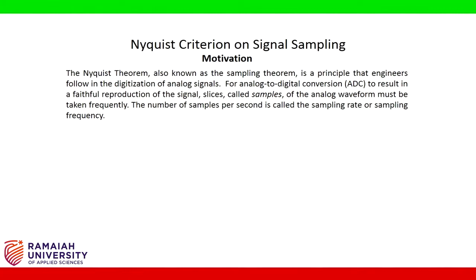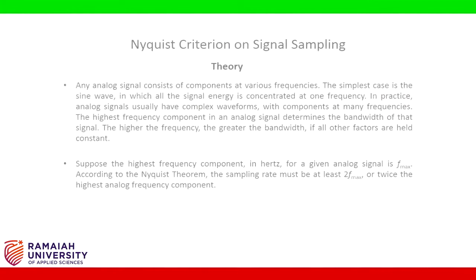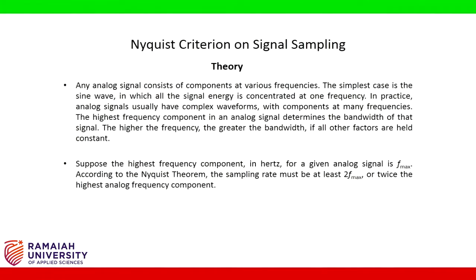The number of samples per second is called the sampling rate or sampling frequency. Any analog signal consists of components at various frequencies. The simplest case is the sine wave, in which all the signal energy is concentrated at one frequency. In practice, analog signals usually have complex waveforms with components at many frequencies. The highest frequency component in an analog signal determines the bandwidth of that signal. The higher the frequency, the greater the bandwidth if all other factors are held constant.